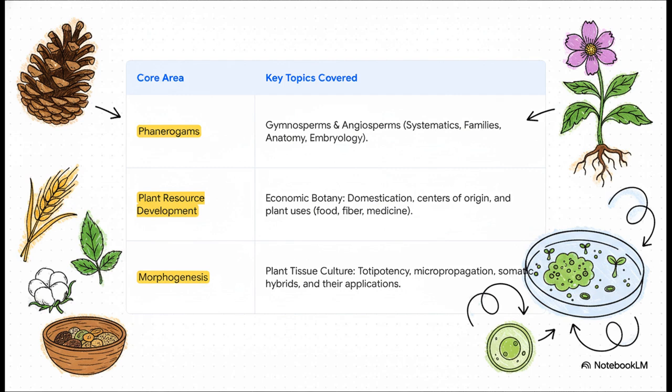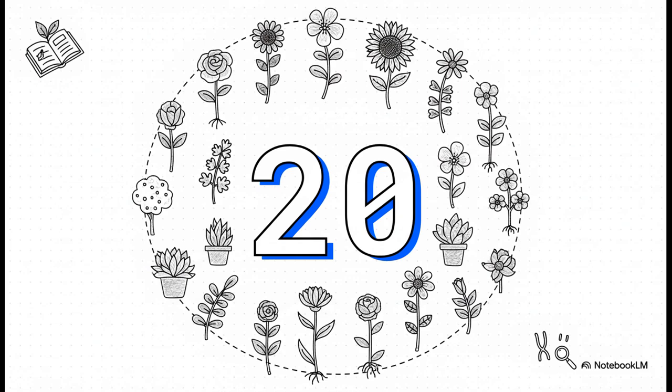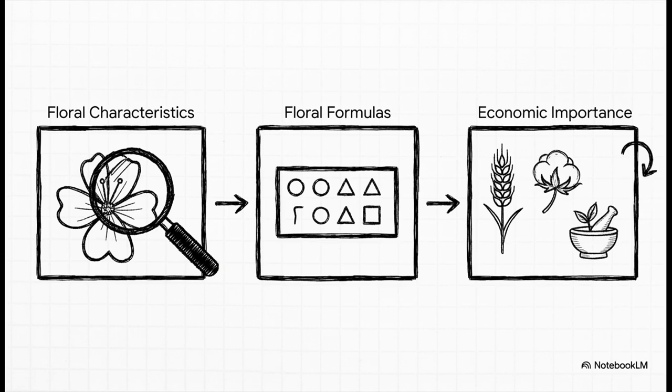And finally, morphogenesis, a really cool modern topic focused on how we can grow entire plants from just a few cells using tissue culture. Now, within the huge topic of flowering plants, or angiosperms, the syllabus gives you a huge gift. It gets very specific. It singles out exactly 20 plant families that you need to master. Not 19, not 21, just 20. And for these 20 families, your focus has to be laser sharp. The exam wants you to follow a specific pattern: know the floral characteristics, be able to write the floral formula and draw the diagram, and finally, list their economic importance. That is the formula for success right there.